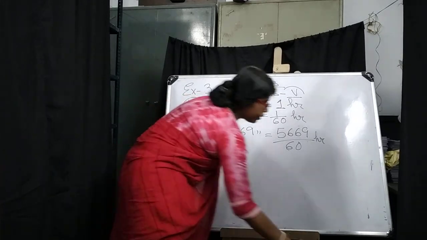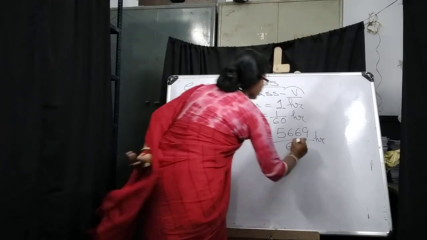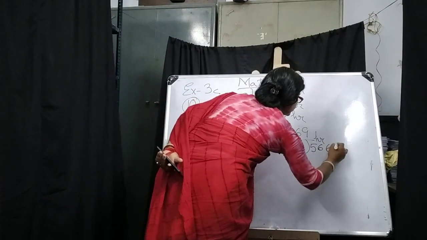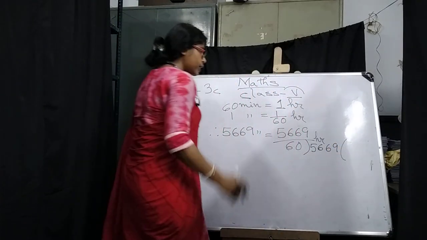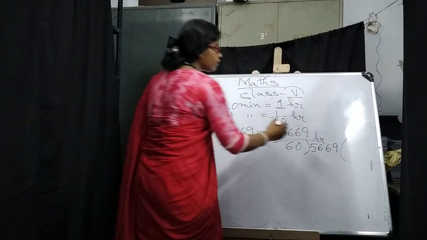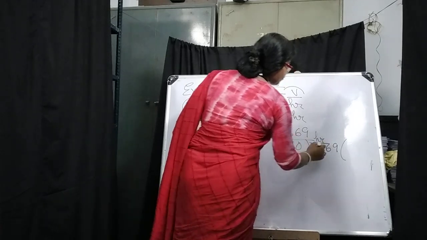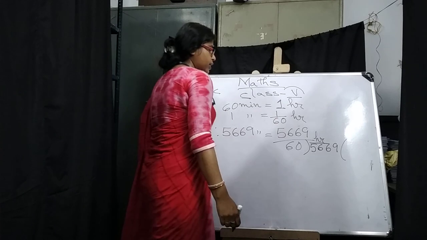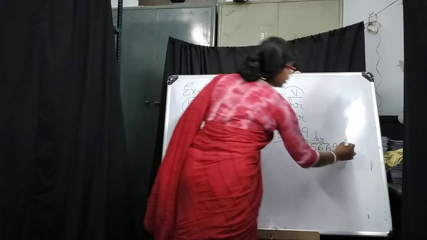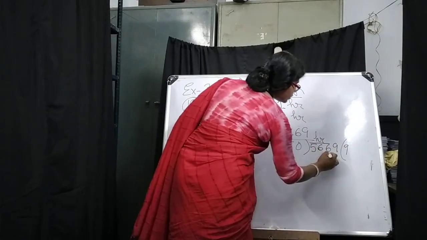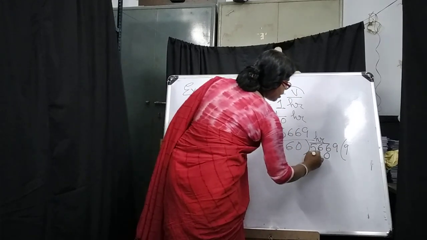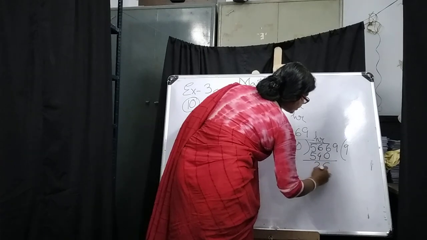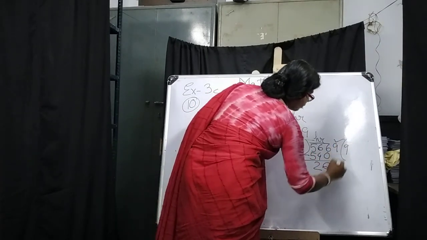Now we will divide it at the bottom. 5 6 6 9. So how many digits will we take? We will take 3 digits because 56 is less than 60, so we have to take 3 digits. 6 9s are 54. So let us take 9. 9 zeros are 0. 9 6 are 54. 6 4 5 6. Now 9 will come down.